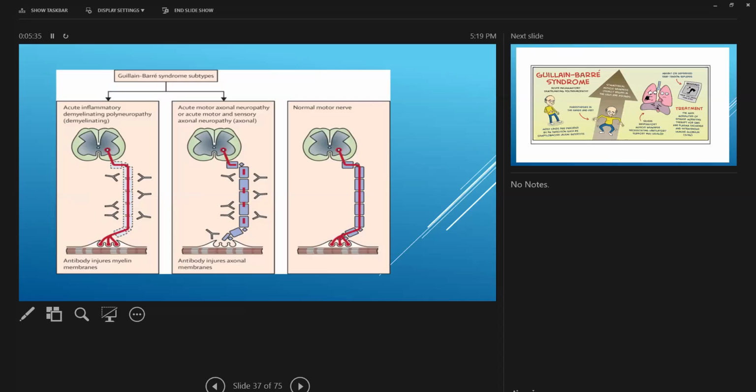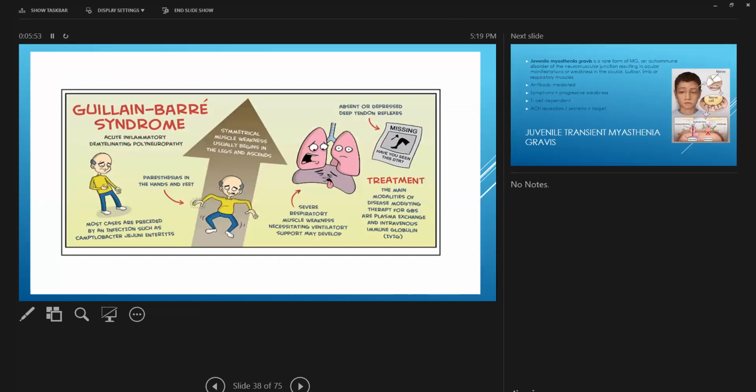So here's how it works. Basically, these autoantibodies attack the myelin sheath. Myelin sheath is this nice coating around the electrical circuit. And when that coating is disrupted, then the electricity kind of goes all over the place and has inappropriate action. So here is this Guillain-Barre, just a nice little one page that explains it all.